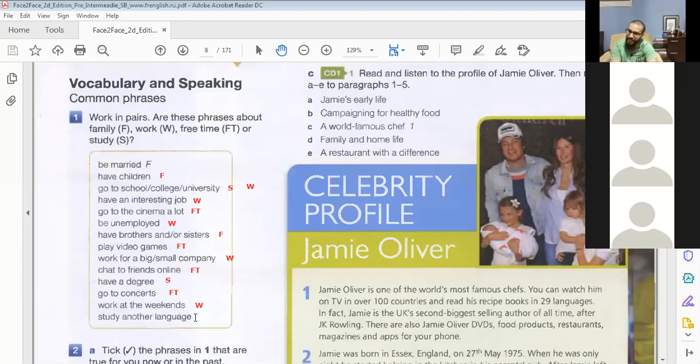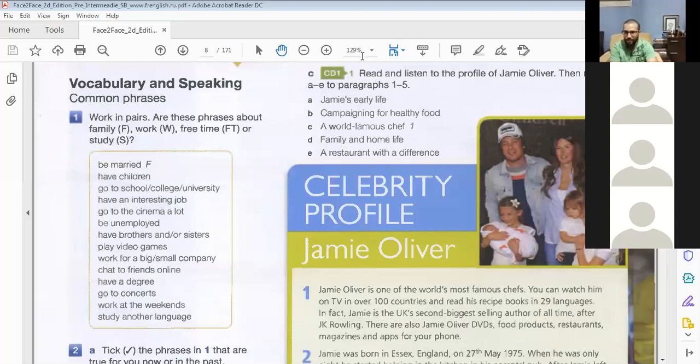Study. It's study, but can you do it for free time? Yes, you can, right? If you have free time and maybe you want to learn a new language, maybe you speak English and you want to learn Spanish or Italian or something. All right, very nice. So these are just some common phrases, some of the things we can do which are related to family life, work, free time, or study.